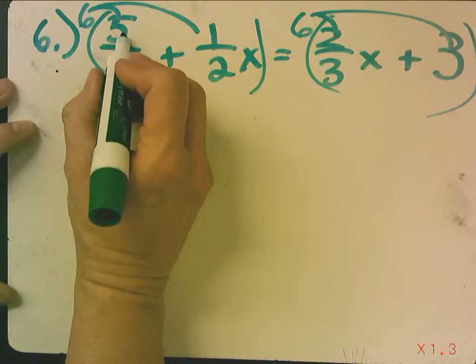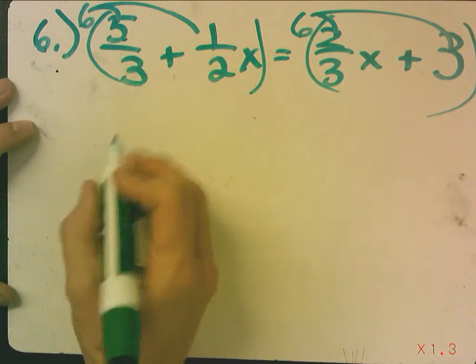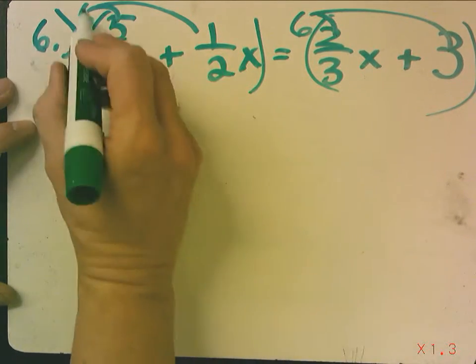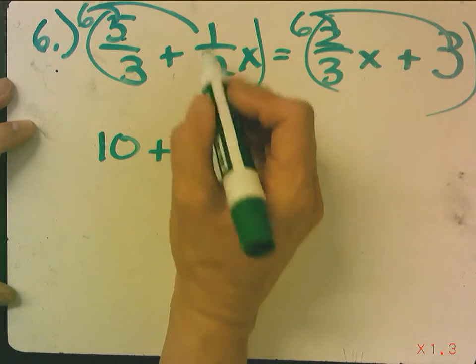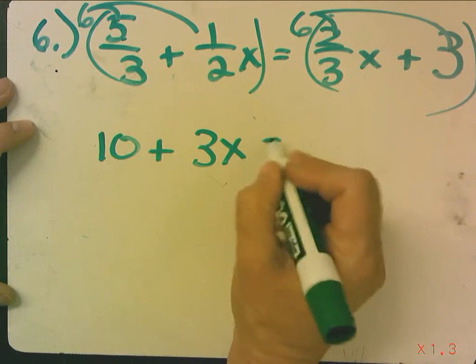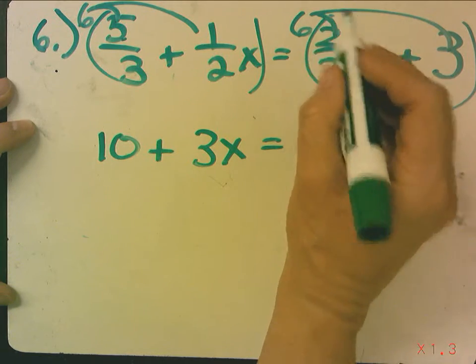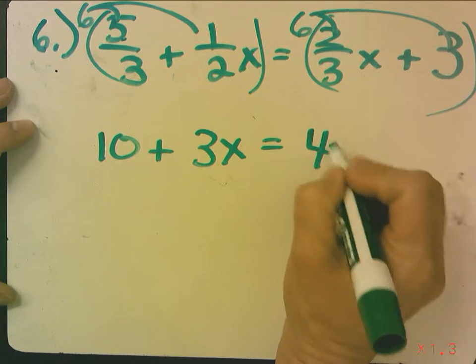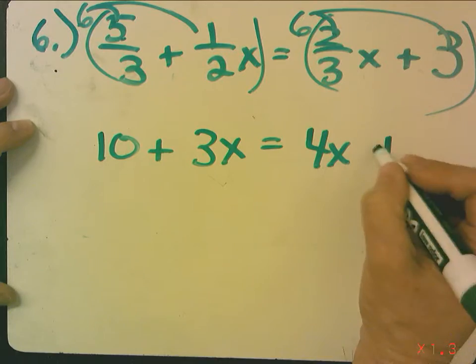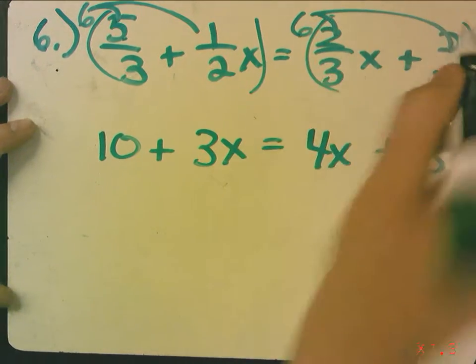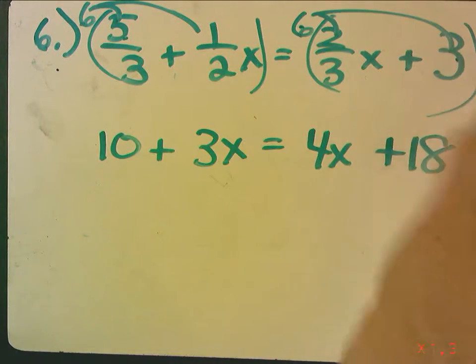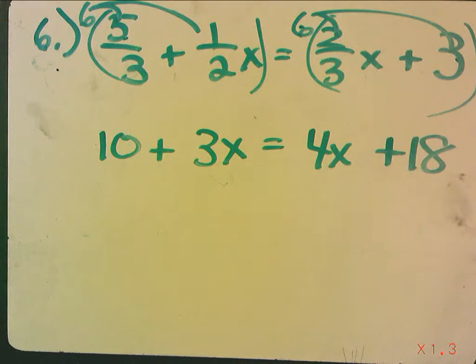6 times 5 is 30. 30 divided by 3 is 10. 6 times 1 is 6. 6 over 2 is 3. 6 times 2 is 12. 12 over 3 is 4. 6 times 3 is 18. The most common mistake is not to multiply 6 times 3, because you're thinking, why? I don't need to get rid of a fraction, but you still have to do that.